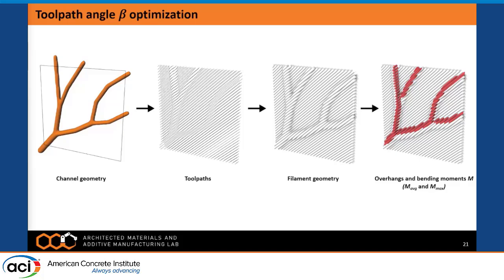Next, this automated design sequence follows the same steps that I presented earlier. It models the toolpaths and the filament geometry and then extracts the overhangs and calculates the bending moment M found among all overhangs. The script also automatically generates G-code for 3D printing.